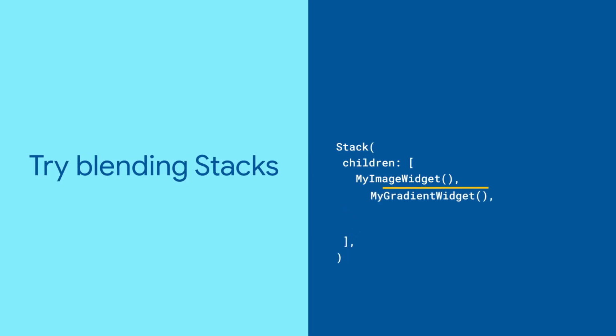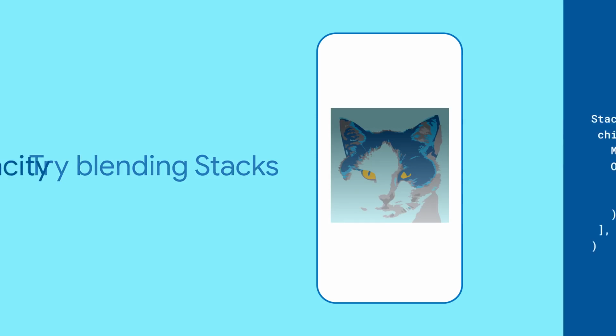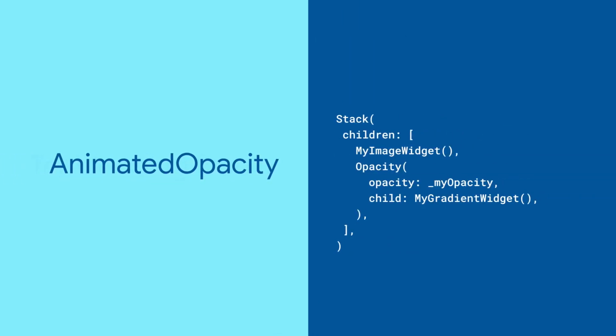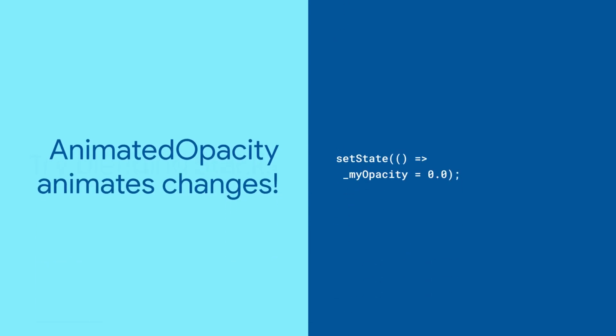You can also use opacity for blending one child of a stack onto another. And if you want to animate a change in opacity, there's an animated opacity widget too. Just give it an opacity and a duration, and when you rebuild, it animates the change automatically.